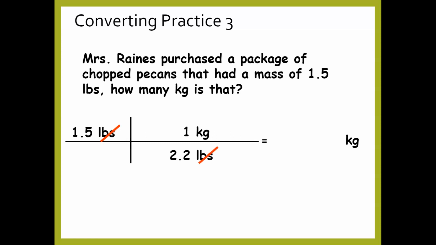Okay, we cancel out pounds because one's on top, one's on the bottom. Now it's the math. 1.5 times 1 divided by 2.2, and we get 0.68 kilograms. Why only two significant figures? Yeah, 1.5 pounds only has two significant figures, so my answer can only be expressed to two significant figures.